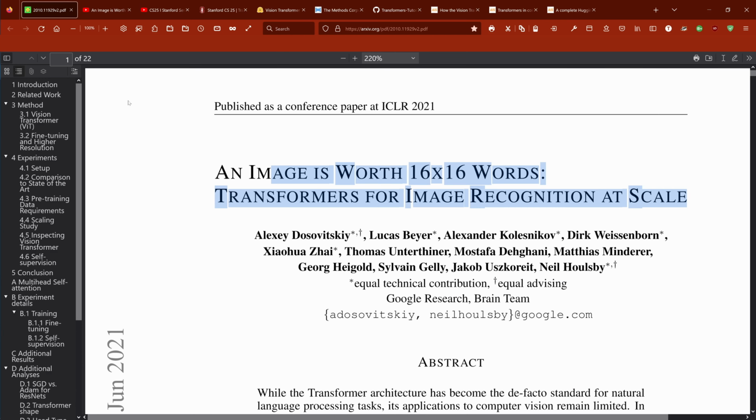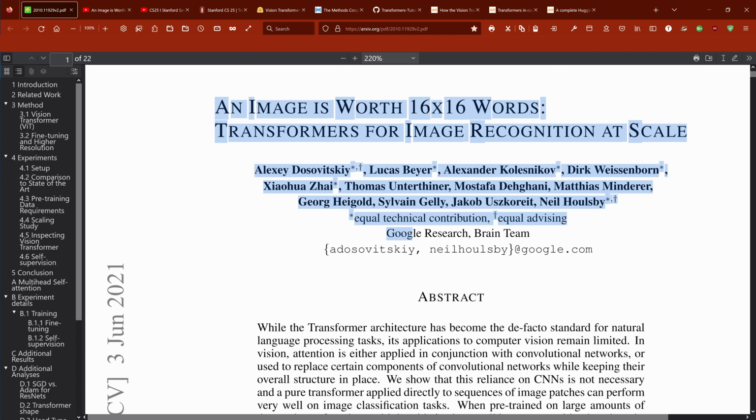So let's have a look at this. And here it is. Published: An Image Is Worth 16x16 Words: Transformers for Image Recognition. So we go for vision transformers. And you're not surprised, it's by Google Research. Well, they had something to do with the design of transformers in general. They came up with the transformer architecture.